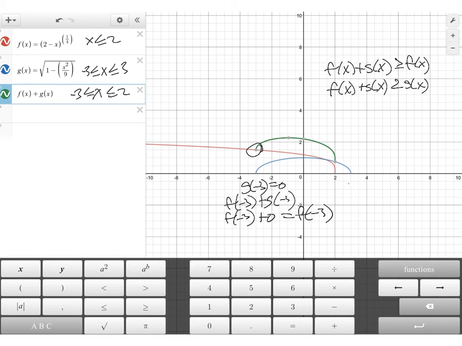We also noted that f of 2 is equal to 0. So f of 2 plus g of 2 is really just 0 plus g of 2, which would just be equal to g of 2. So it makes sense that the two functions f plus g and g would intersect when x is 2.